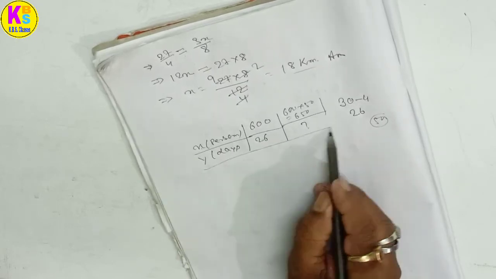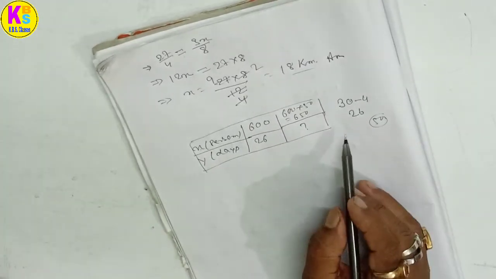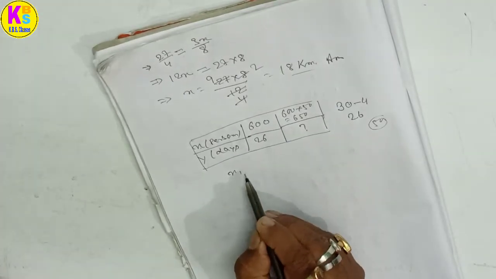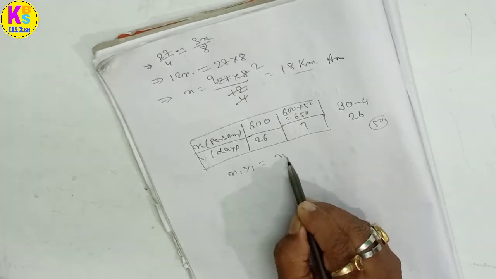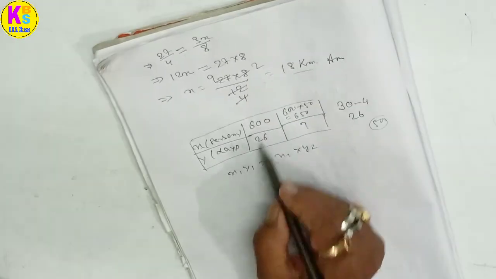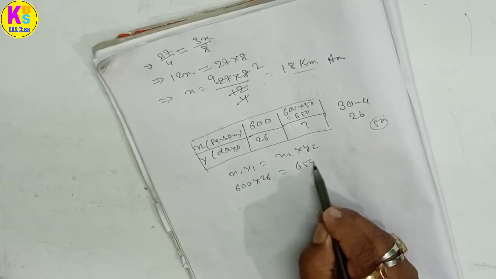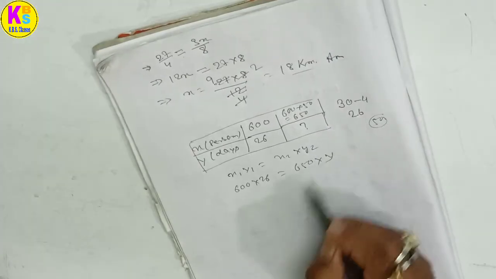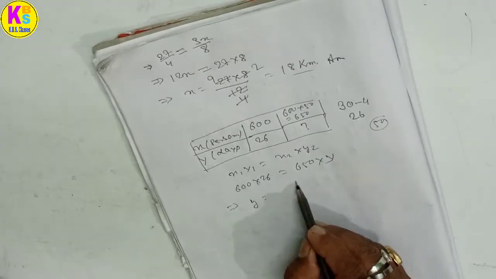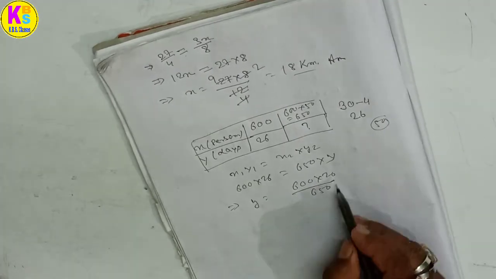So here the persons have increased, so the days will decrease. The inverse relation is there. In inverse relation we have the relation x1 into y1 is equal to x2 into y2. By taking this relation we have 600 into 26 is equal to 650 into y, suppose y is what the question asks. Then y will be equal to 600 into 26 divided by 650. Now cut it.